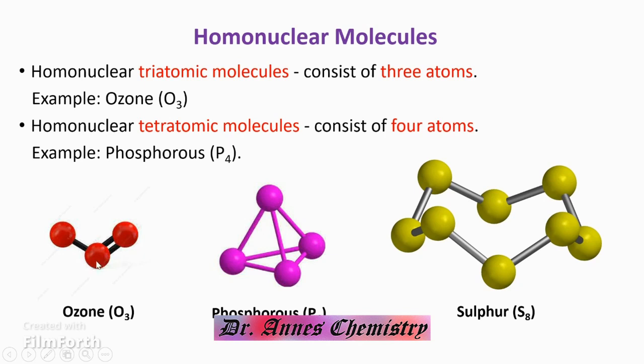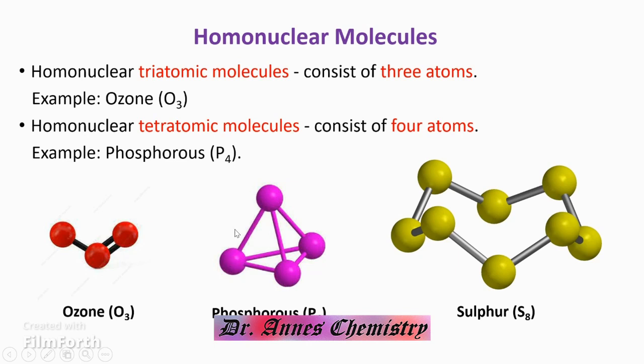And likewise, we can have molecules made up of the same type of nucleus which have 3 atoms in them. A good example of this is ozone. Ozone is made up of 3 atoms of oxygen. So it has the same type of atom in it, and 3 atoms are present. So it's known as a triatomic molecule.